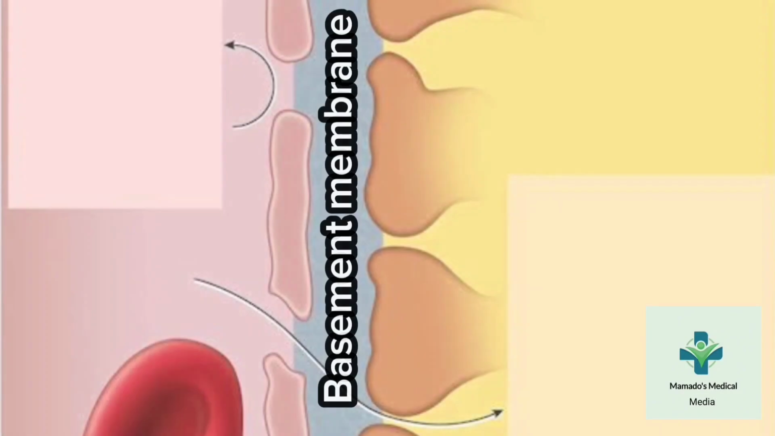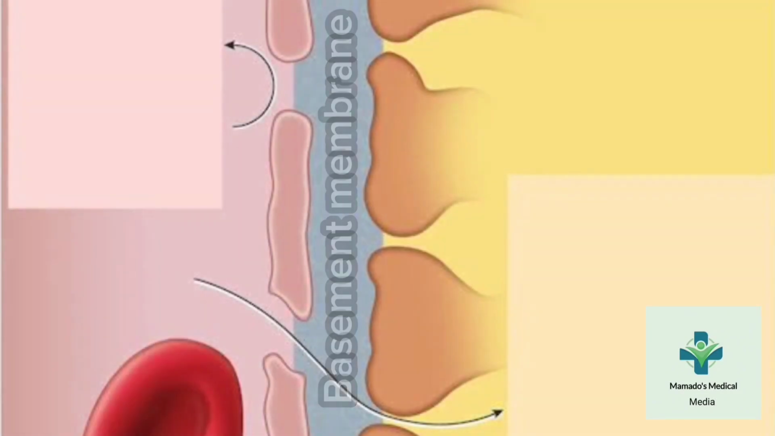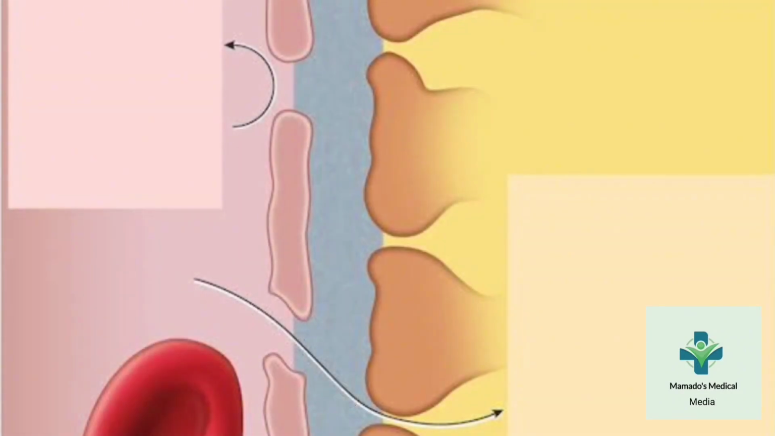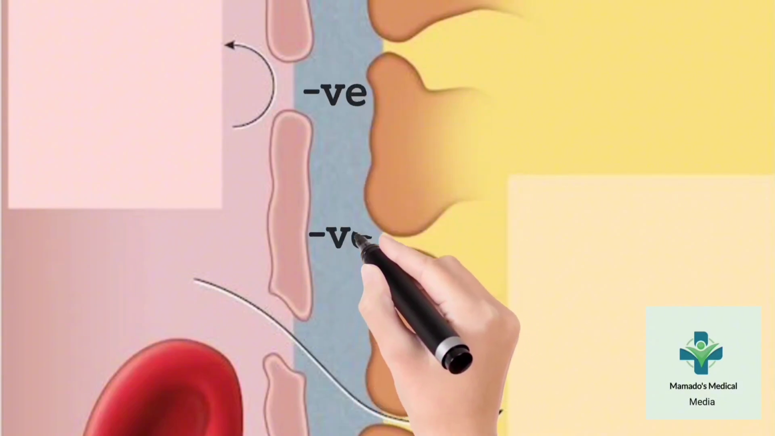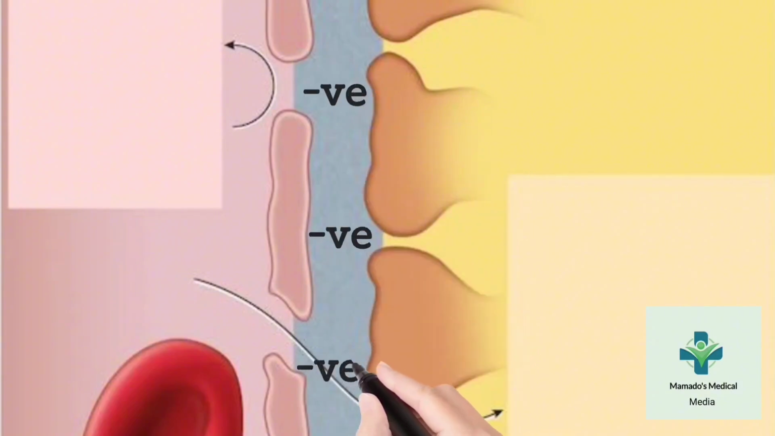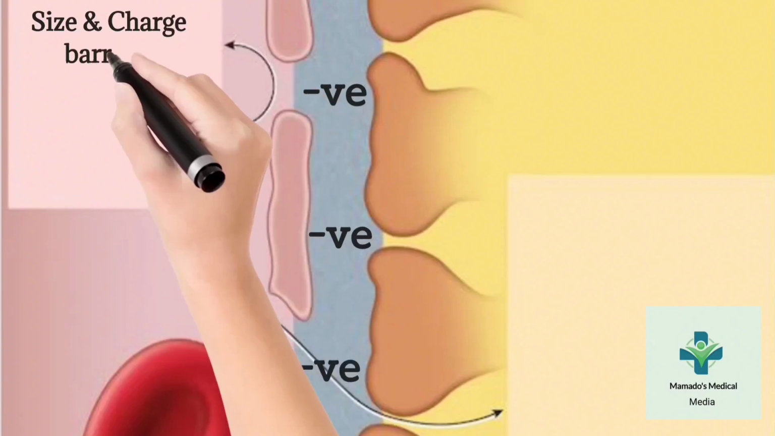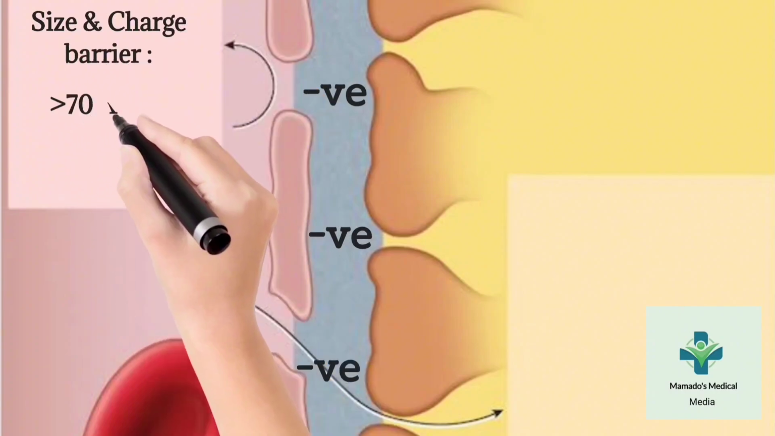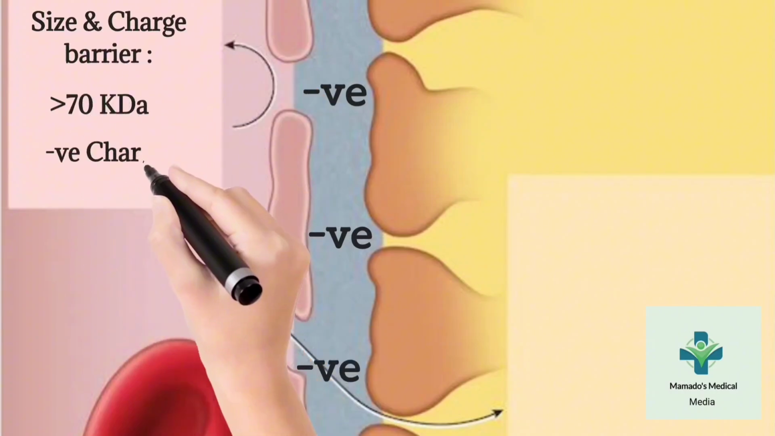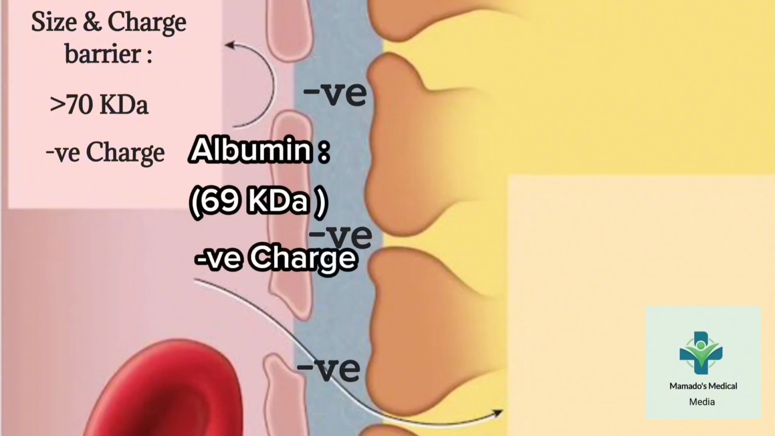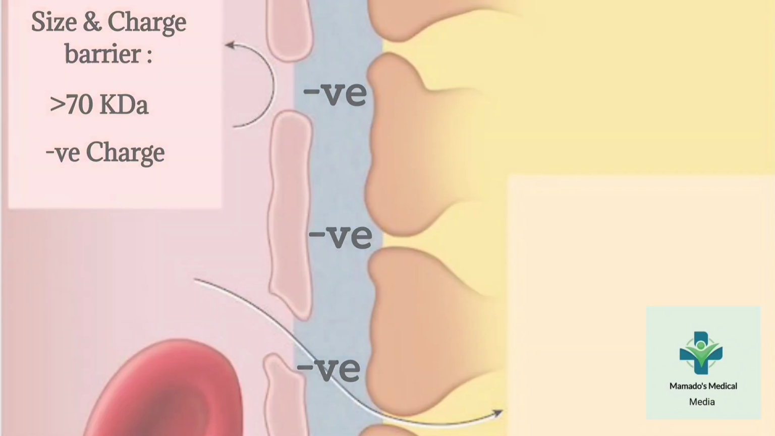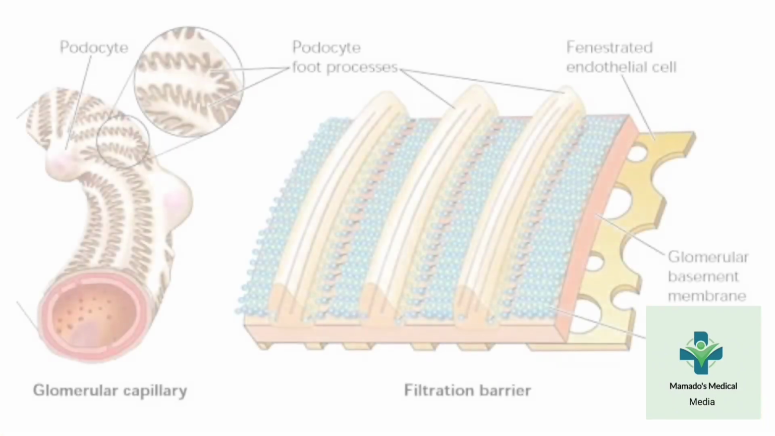The second layer is the basement membrane, and it's not just a structural layer, it has a negative charge. This acts as a filter by size and charge. So if a molecule is too large or negatively charged, it's blocked. For example, the protein albumin has a size of 69 kilodaltons and a negative charge. So sorry albumin, you are not getting through.